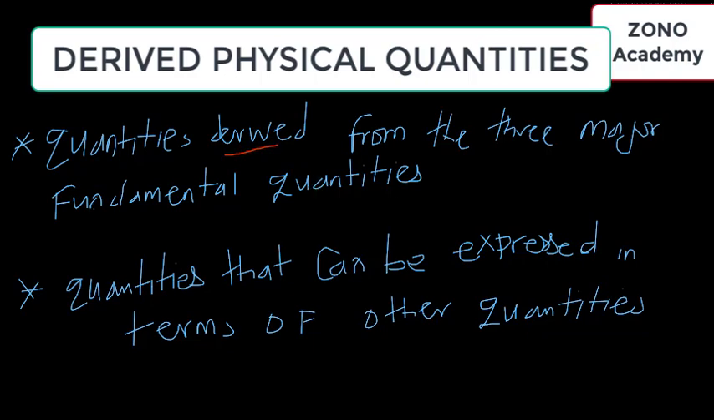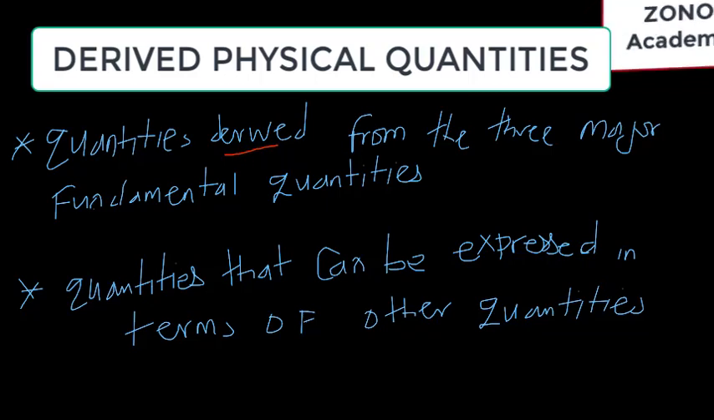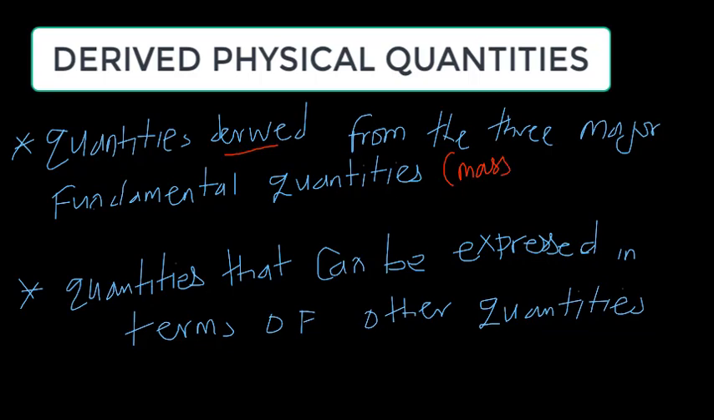And amongst the quantities that we discussed in the previous video are mass, time, and length. So these are the three major fundamental quantities. So the quantities that are derived from these three are what are referred to as derived physical quantities, or in other words, these are quantities that can be expressed in terms of other quantities.